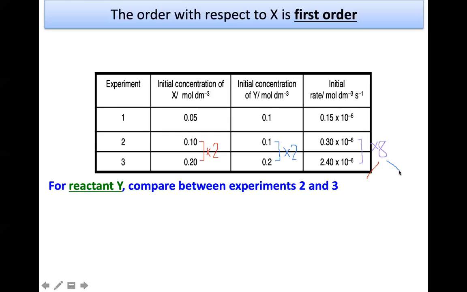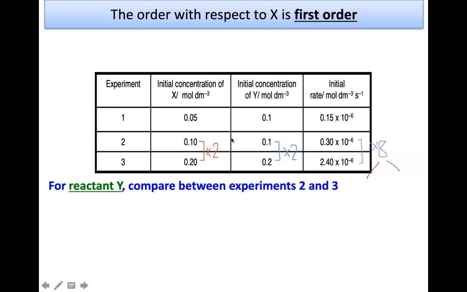Now, thankfully, we already know the order of X, okay? The order of X is first order. First order means whatever increase of concentration, you have the same increase on the rate, okay? Directly proportional. So in this case, you saw that, I've lost my cursor again. There we go, okay.